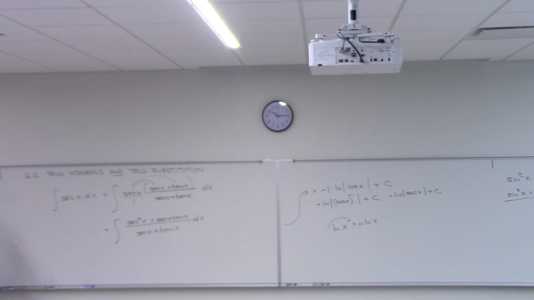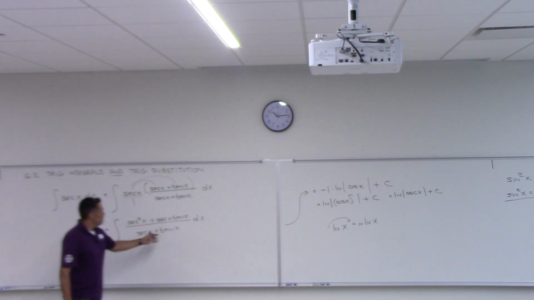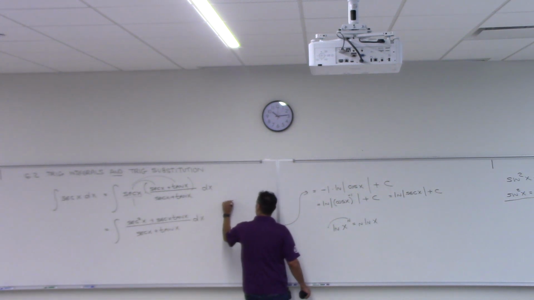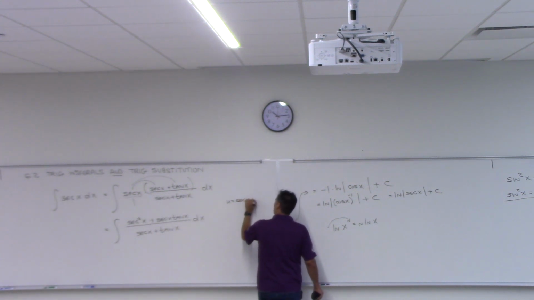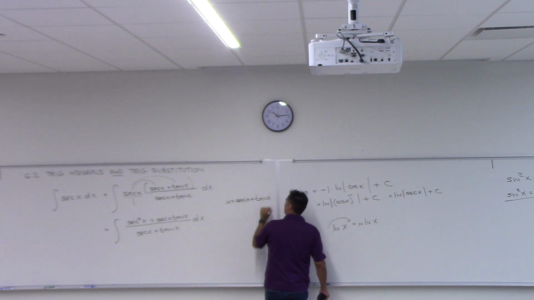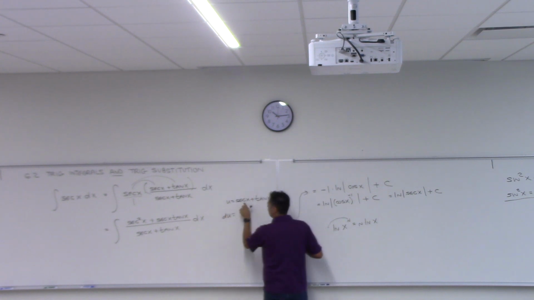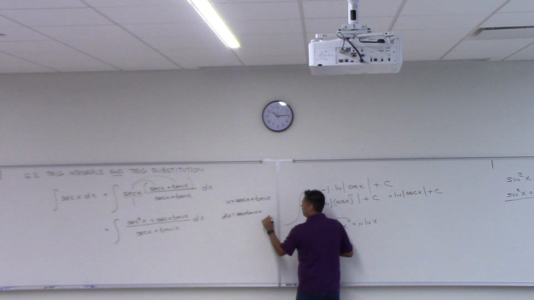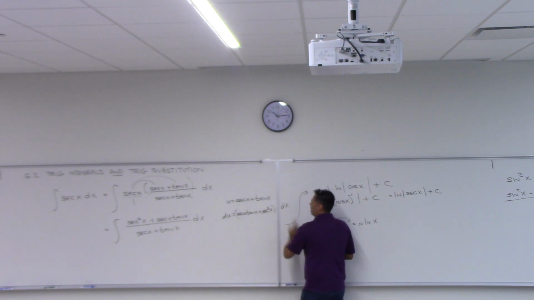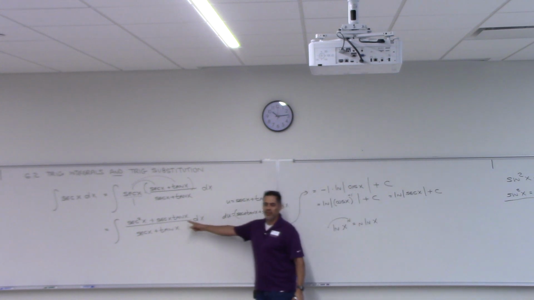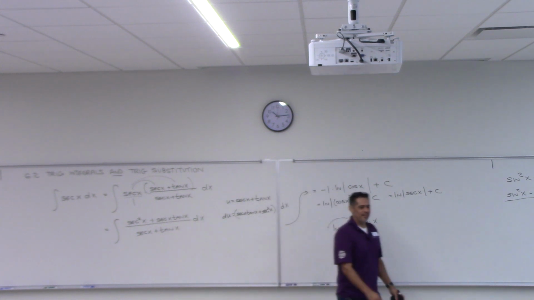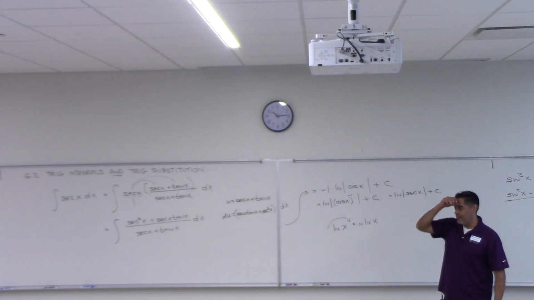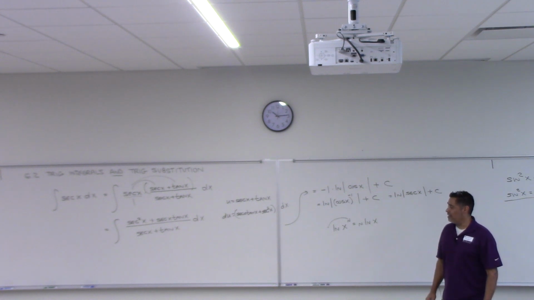The bottom. Look, if you do this, let u be secant x plus tangent x. What's the derivative of that? What's the derivative of secant x? Secant x tangent x, plus what's the derivative of tangent x? Secant squared x, right? dx. Do you have that somewhere? Yeah, that's your numerator. That's the numerator.